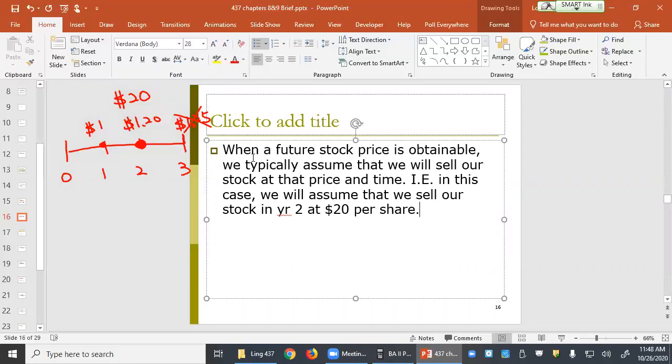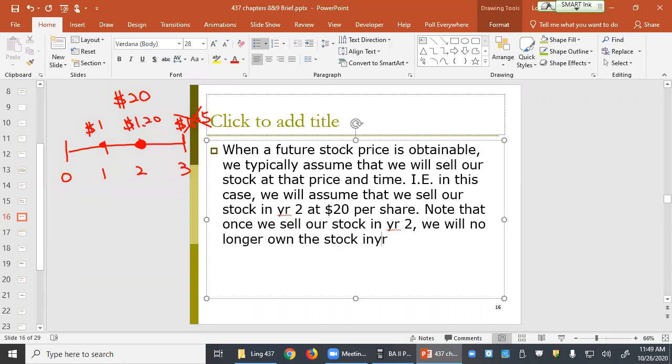And how would that impact whether D3 is relevant? Note that once we sell our stock in year 2, we will no longer own the stock in year 3. That's why, when the company pays dividend in year 3, since you will no longer own the stock, D3 is not a relevant cash flow for you. If you don't own the stock, you will not receive the dividend in year 3.